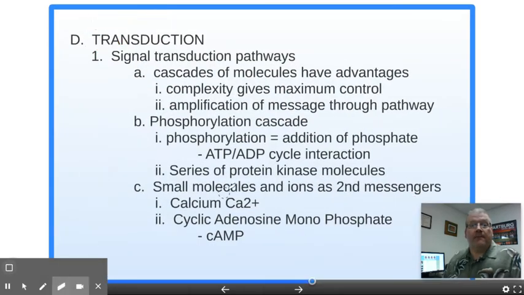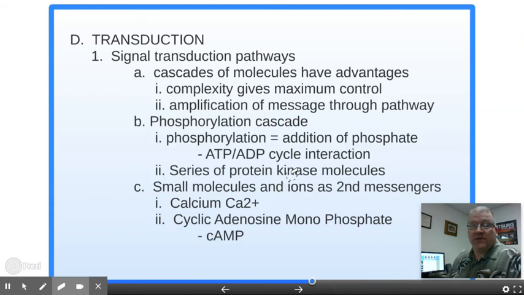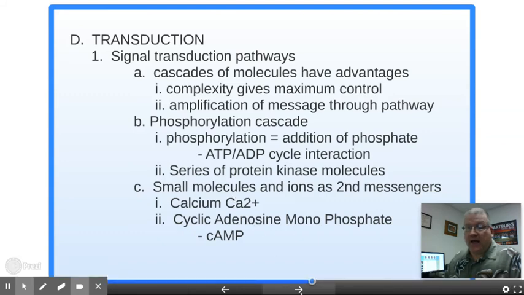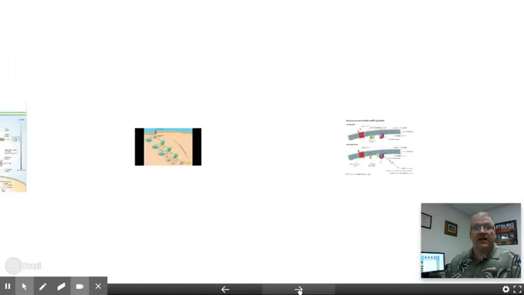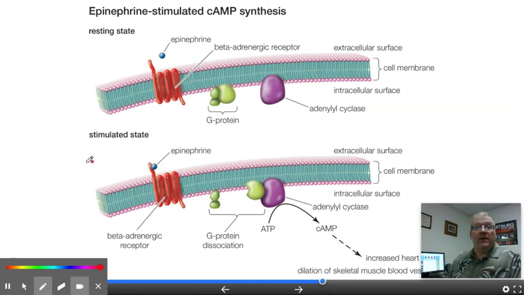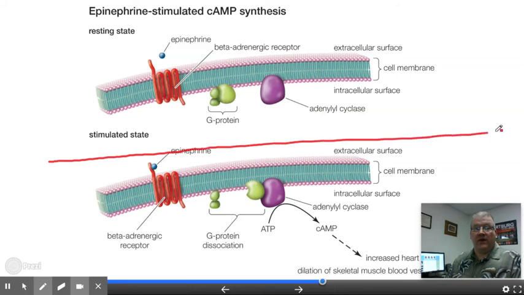Now, sometimes that can be a series of situations, such as with cyclic AMP. ATP and ADP have a lesser known cousin, adenosine monophosphate. Okay. Let's take a look at the cyclic AMP. So here we have an epinephrine example. Okay, there's two examples here. There's two different cells being shown here.